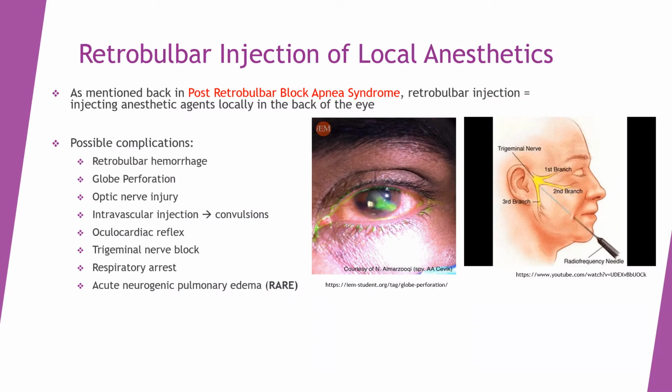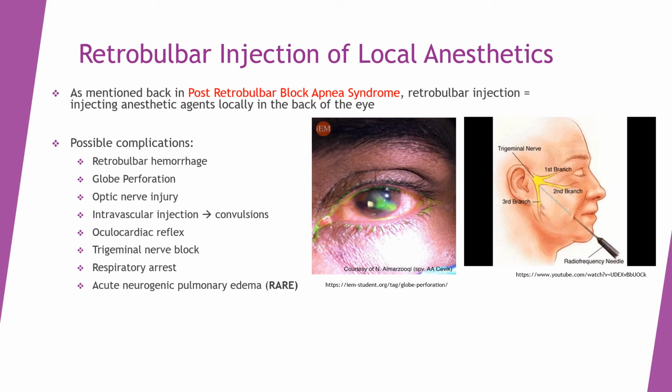First of the procedures that we will talk about is retrobulbar injection of local anesthetics. And as mentioned way back in the first section, post-retrobulbar block apnea syndrome. Retrobulbar injection means you're injecting anesthetic agents right in the back of the eye. So naturally, this is a very tricky procedure. So there are quite a few complications that could potentially arise with retrobulbar injection.